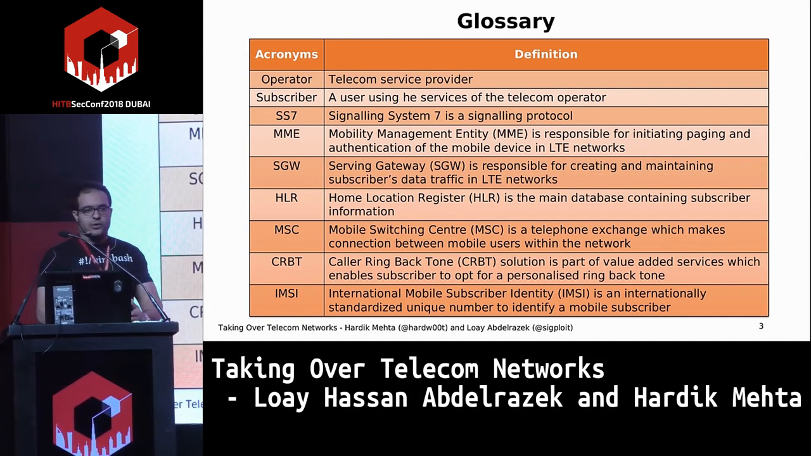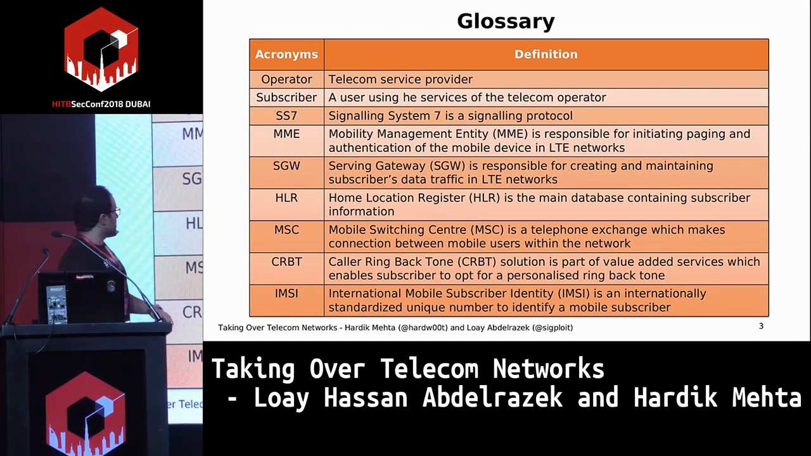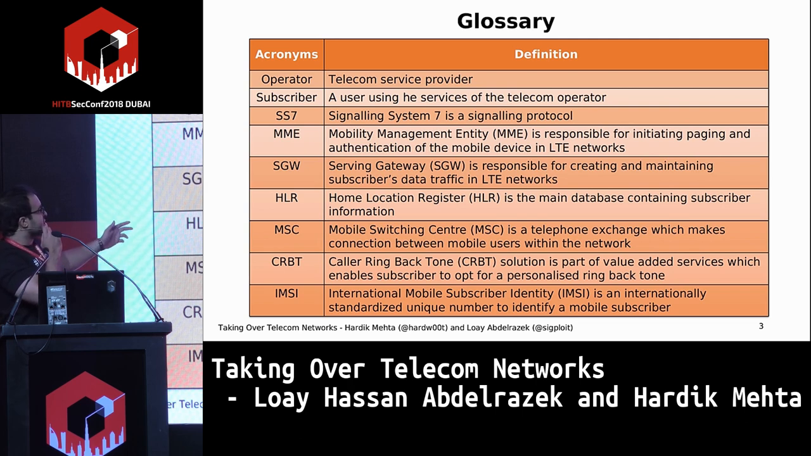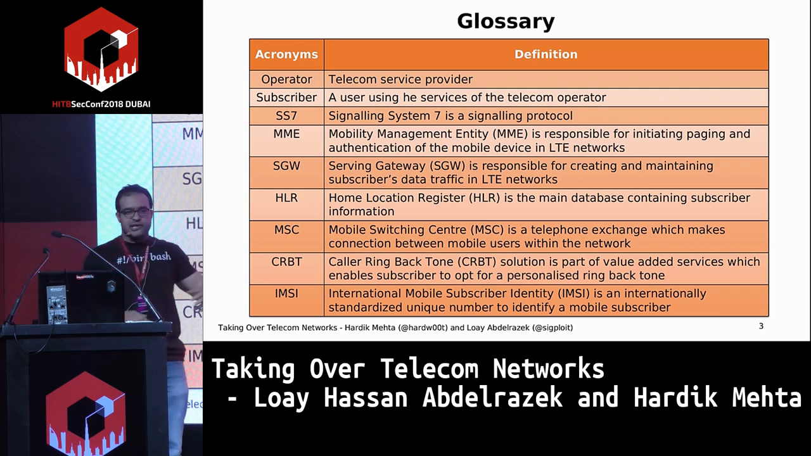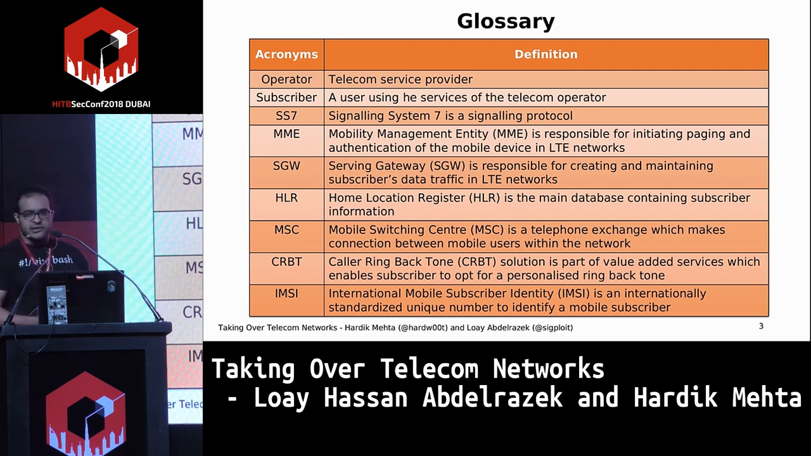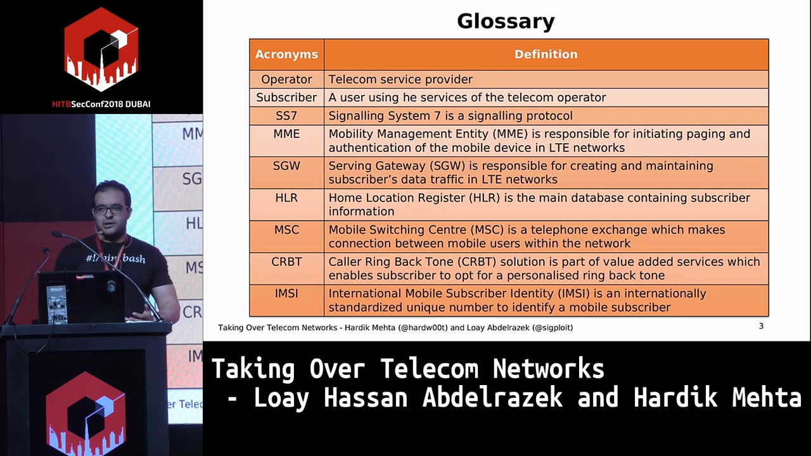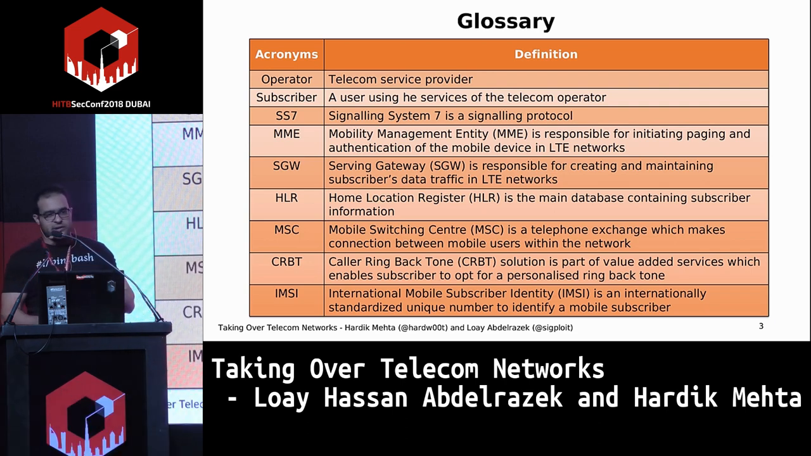This is a bit of acronyms for guys who are not into telecom. These are mainly the nodes and definitions that we'll be using today. SS7 is the signaling protocol used for 2G and 3G voice and SMS. MME is the mobility management entity, in the LTE network, used for authentication and session initiation. Serving gateway, or SGW, is responsible for creating and maintaining the data session you use to access the internet in 4G. HLR is the home location register, the main database of the mobile network. Each user resides in only one HLR. MSC, we could say, is more or less like a big switch.